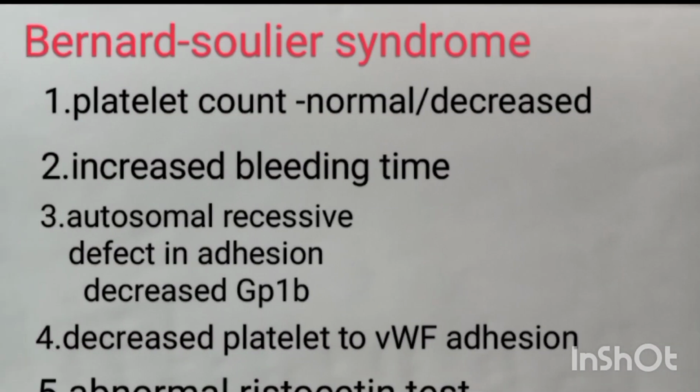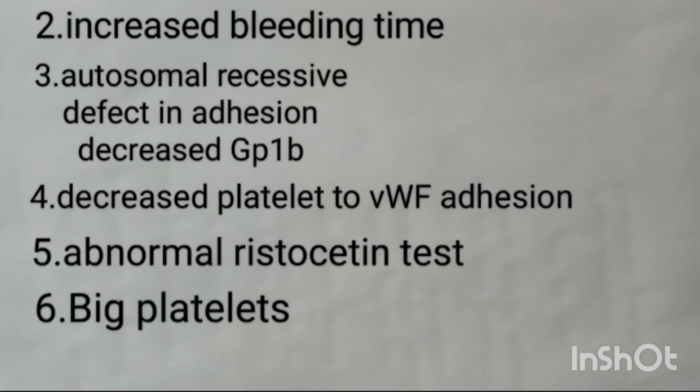Now let us see Bernard-Soulier syndrome. Here the platelet count is normal or decreased. It is a qualitative defect. Increased bleeding time. Autosomal recessive, defect in adhesion, decreased GP1B. Decreased platelet to VWF adhesion. Abnormal ristocetin test and big platelets are seen.